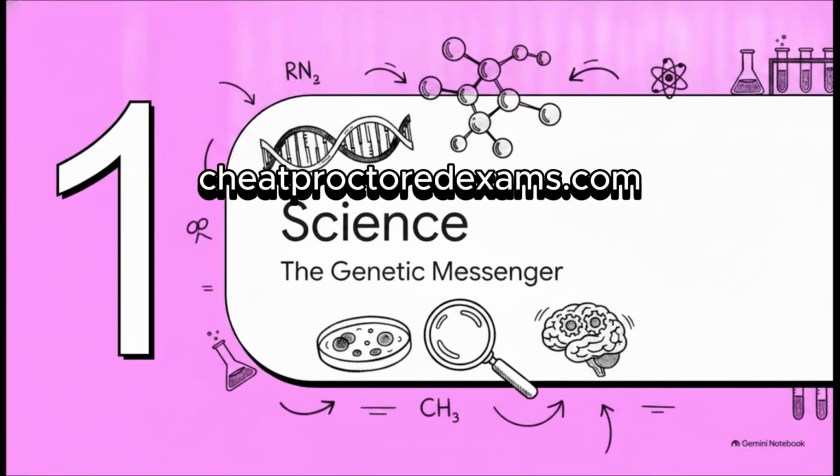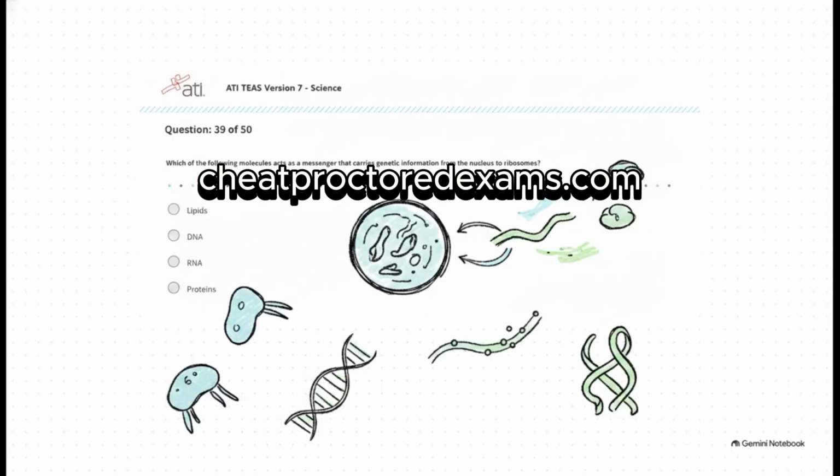Section 1, Science, specifically the genetic messenger. Okay, so unlike some other sections of the test that give you giant paragraphs of context to lean on, success in the science portion mostly hinges on quick-hit factual recall. Take a look at this classic cellular biology question. It's asking us to identify a specific molecular messenger from a list of 4 options: lipids, DNA, RNA, or proteins.